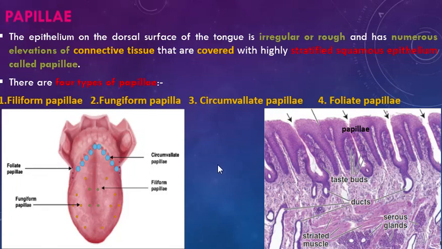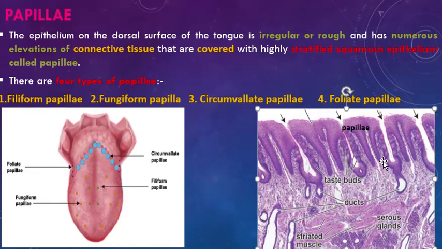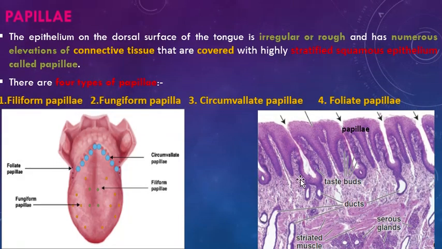Papillae. The epithelium of the dorsal surface of the tongue is irregular, or rough, and has numerous elevations. These elevations or projections of the connective tissue, covered by non-keratinized stratified squamous epithelium, form the structure of papillae.